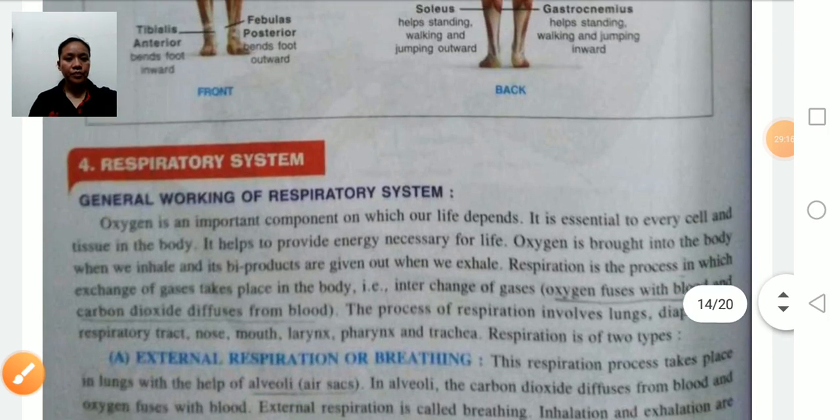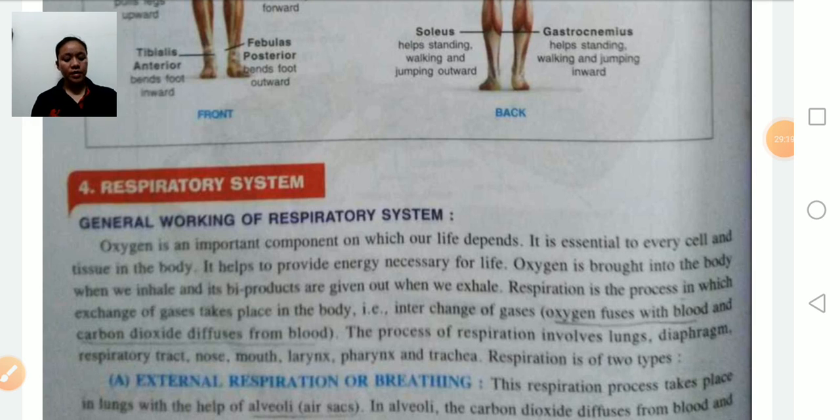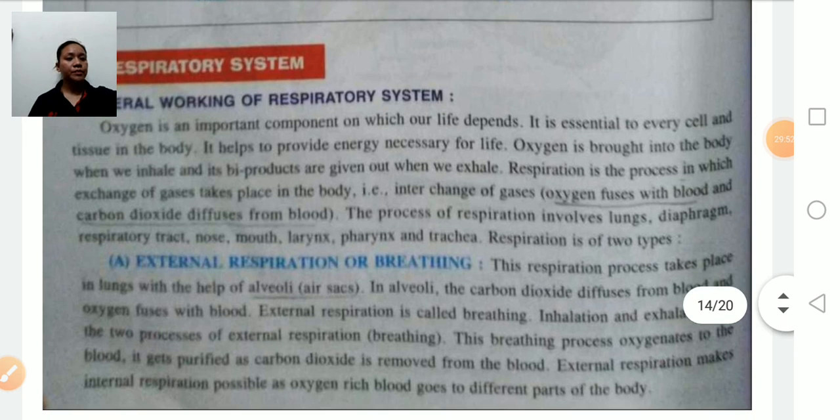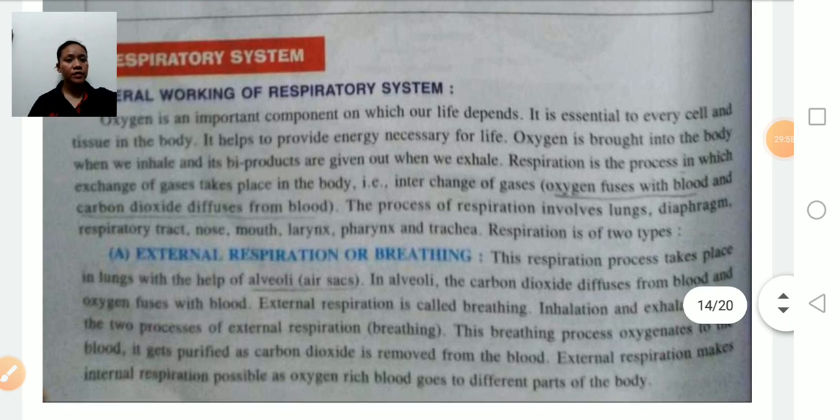Respiratory system. General working of the respiratory system. Oxygen is an important component on which our life depends. It is essential to every cell and tissue of the body. Without oxygen we can't live. It helps to provide energy, which is necessary for life.